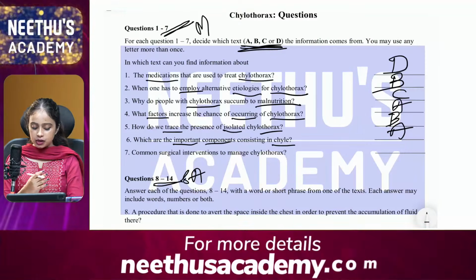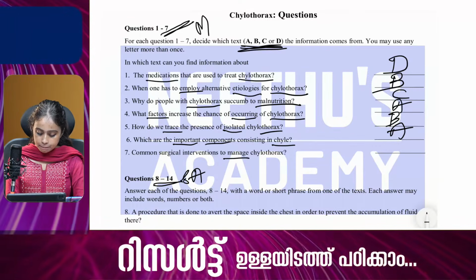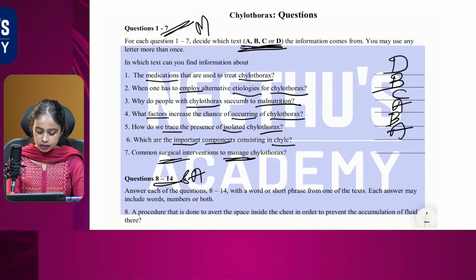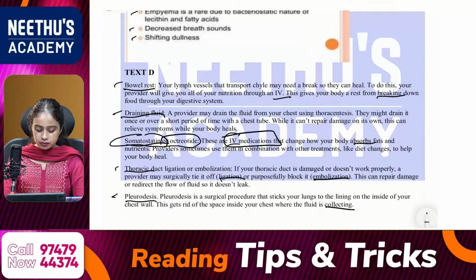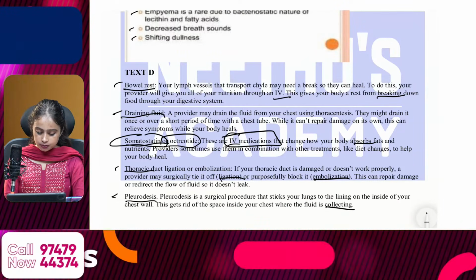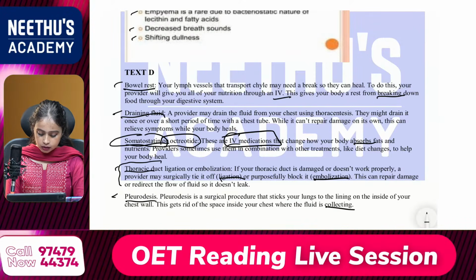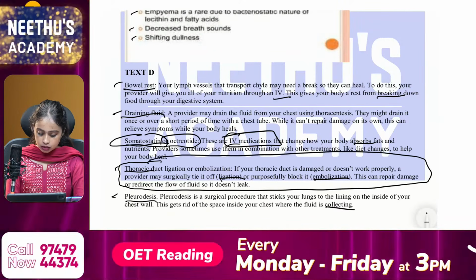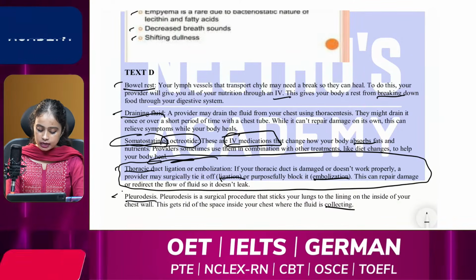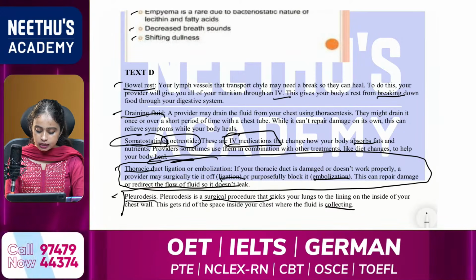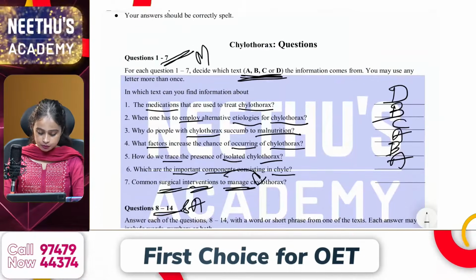Then the last one: common surgical interventions to manage CK. What are the management options? It's all about surgical interventions to manage the situation, which is from text D. It's all about the surgical procedures, like thoracic duct ligation and embolization, as well as the second one, also a surgical procedure. These are the keywords, right? So that is from text D.